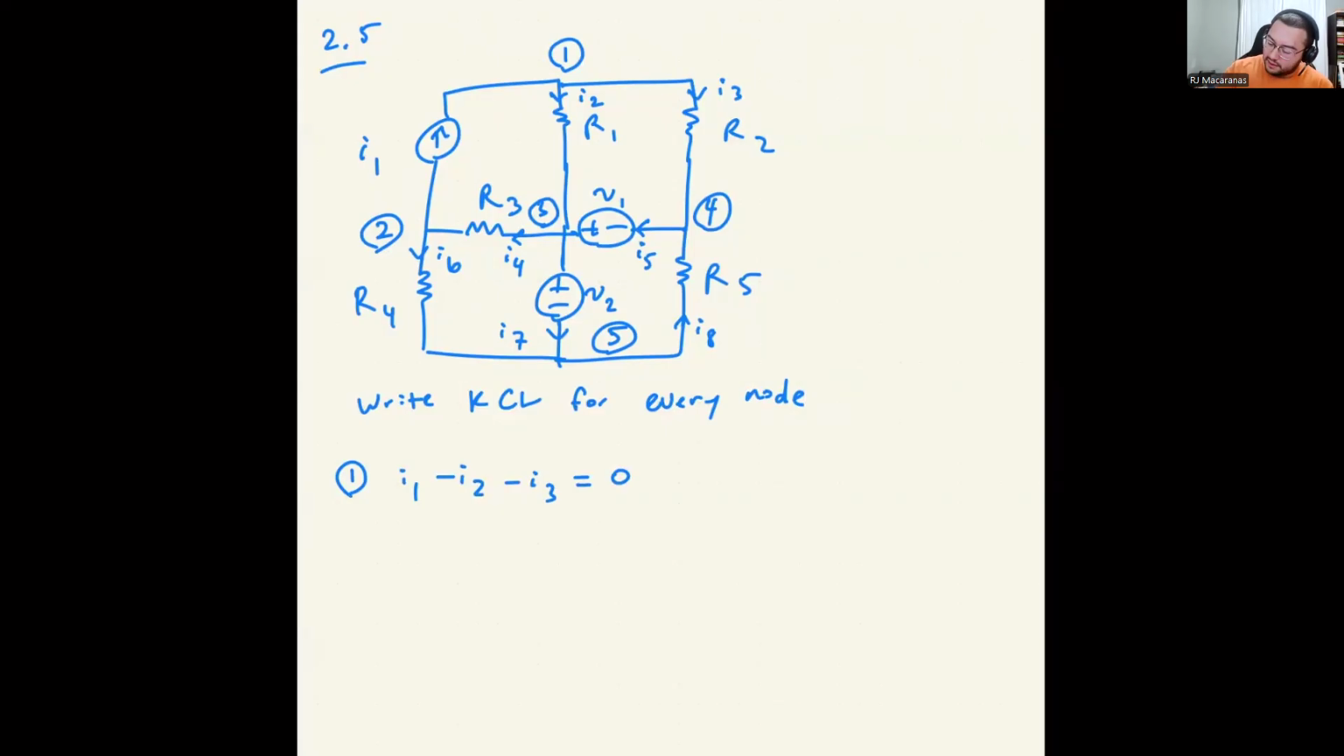And just as a reminder, KCL says that if you sum all of the currents into the node, it should be 0. So what goes in must come out, basically. If I say into the node, you can have these guys going out, which are just negative currents into the node, basically. So if you add up all the currents at a node, that'll be 0.